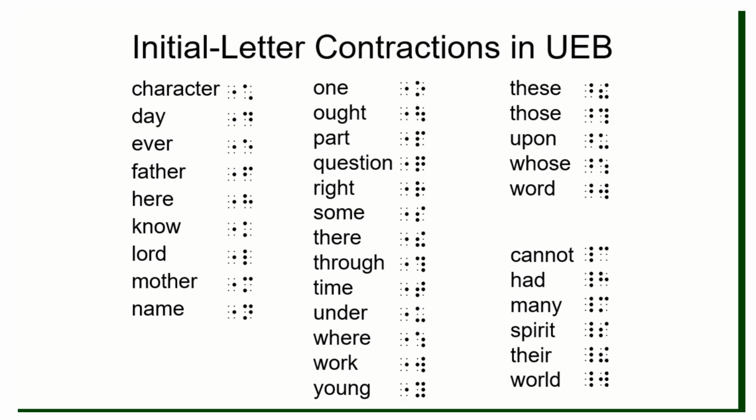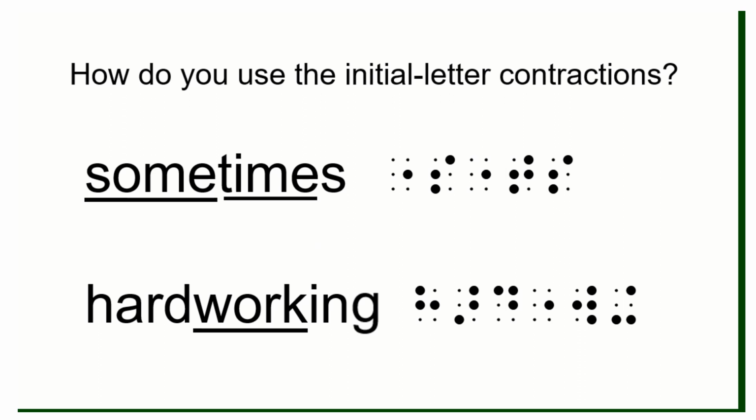So there you have it. You now have a memorization technique for getting down these 33 Braille signs. So how do we use them? For the word sometimes, that's a solid compound word. You can use the initial letter contraction some and time. In hardworking, you can use the initial letter contraction work plus the contraction AR and ING.